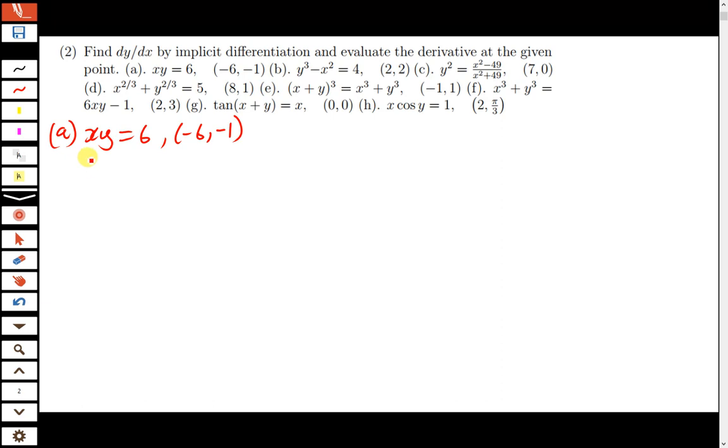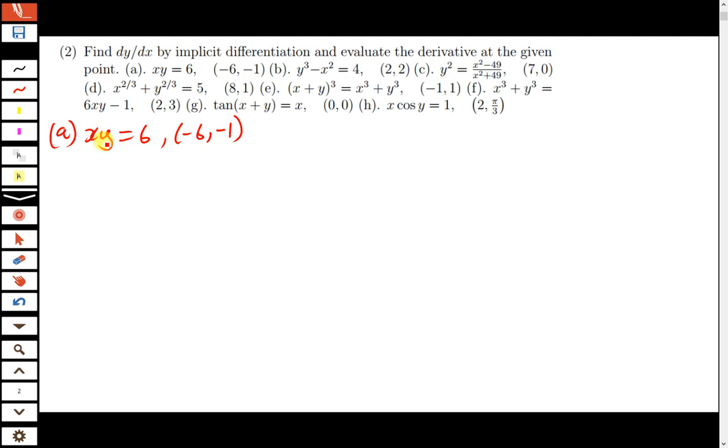Finding dy/dx using implicit differentiation of this one can be done in two ways. You can first make y the subject of the formula and then differentiate the normal way. The other way is by using the product rule, since you have these two functions that are multiplying. So how can we use the product rule?